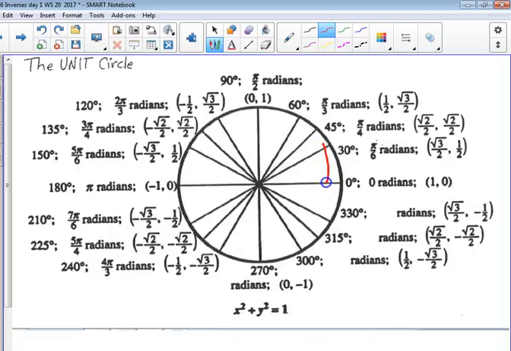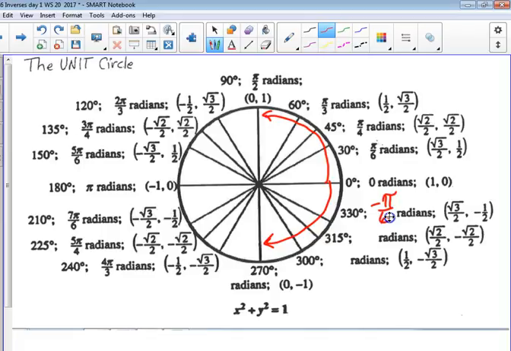Positive pi over 2, but then we go negative pi over 2, we're going this way, yes? Everybody okay? So we're talking about quadrants 1 and 4. But when we go into quadrant 4, we can't call this pi over 6 or 11 pi over 6. We have to now call it negative pi over 6.